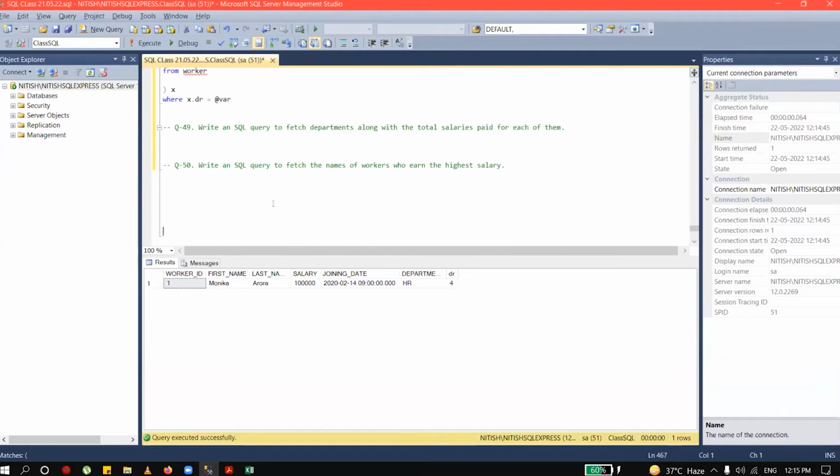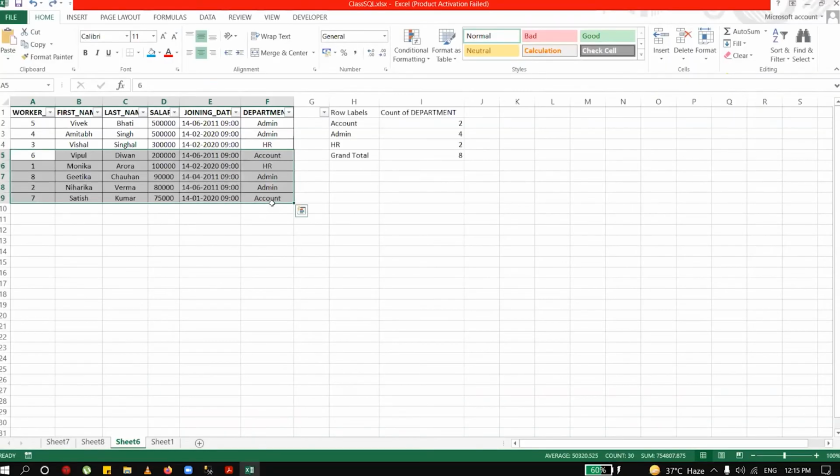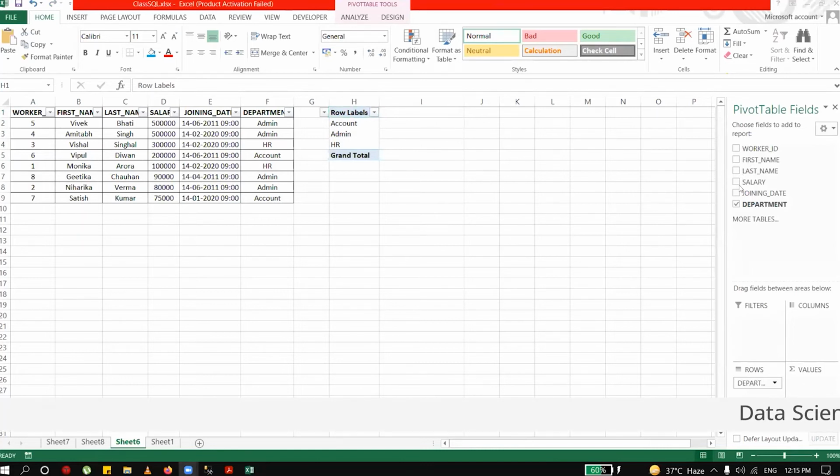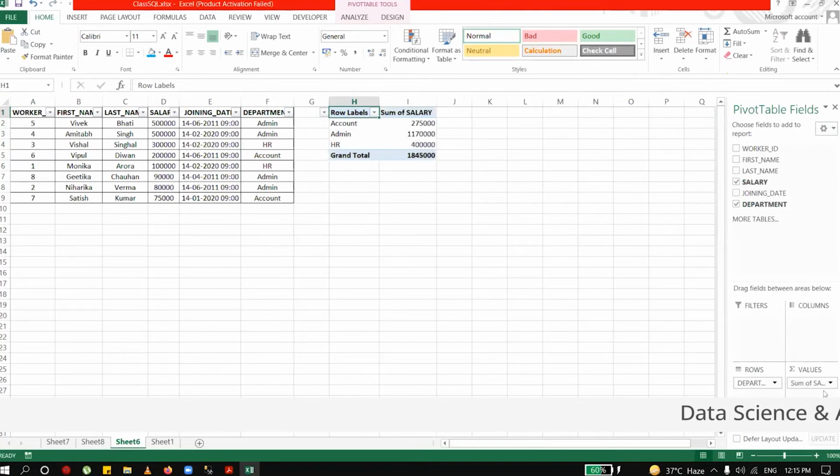Next one. Write an SQL query to fetch the department along with the total salaries paid for each one of them. It's again a total, because I'm asking about total salaries paid for each department. Now over here, we're not looking for the sum of department. Leave this. We are looking for the sum of salaries over here. Salary, and here is the sum of salary.